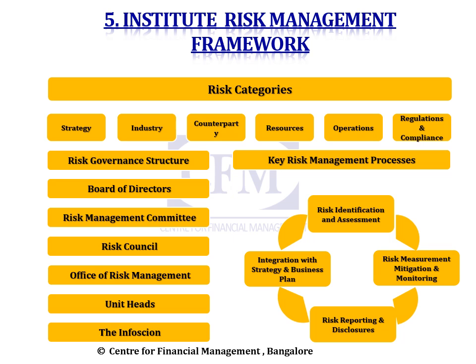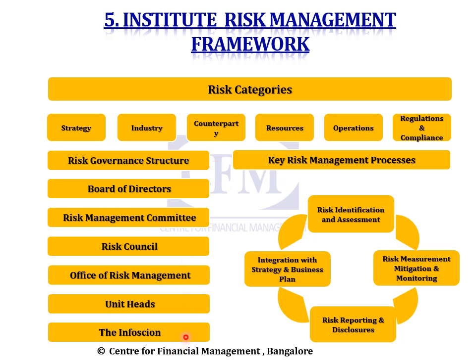Institute risk management framework. Given the importance of risk management, firms are now articulating in great detail their risk management framework. This is the risk management framework of Infosys as drawn from one of its annual reports. In this framework, there are three elements: risk categories, risk governance structure, and key risk management processes. Risk categories are spelled out as strategy, industry, counterparty, resources, operations, regulations, and compliance. Key risk management processes are risk identification and assessment, risk measurement, mitigation, monitoring, risk reporting and disclosure, and integration with strategy and business plans. Risk governance structure indicates the people involved in risk management.